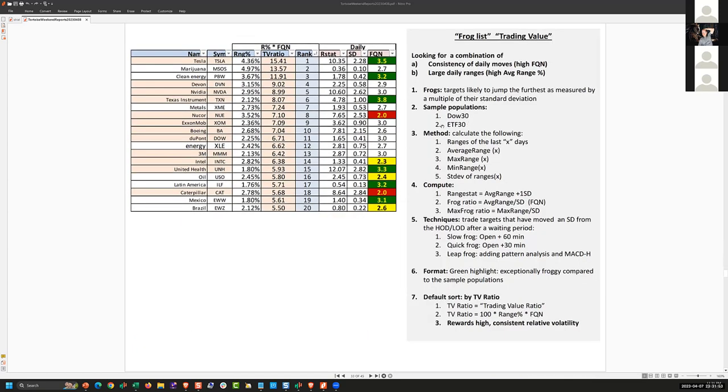And then finally, the frog list identifies the best trading vehicles for intraday trading. We're looking for a combination of reliably large range percentages, and the reliability comes from the frog quality number. It tells you how consistent those ranges have been. The higher the number, the more consistent. Better than 3 means very consistent. So you multiply the frog quality number by the range percentage. That gives you this ratio, and then we rank it by here.